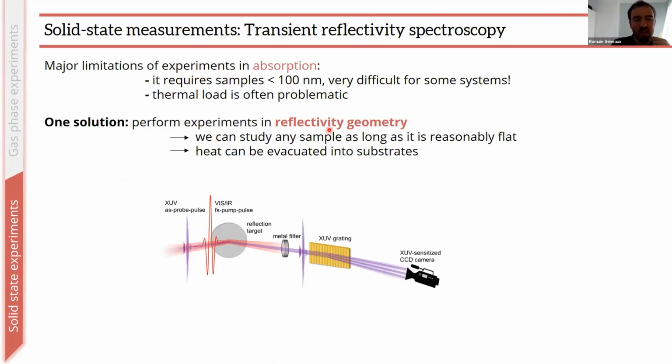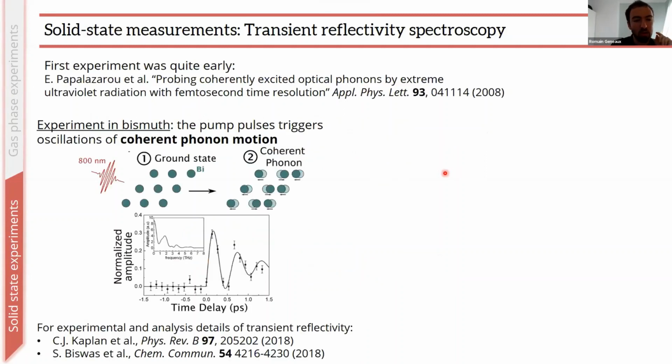And actually, when you look at the first reflectivity experiment that's been done, it was a long time ago. It was in 2008, and this experiment was done at LOA, close to Paris. And they looked at bismuth. And bismuth has a very well-known property that when you excite it with a laser pulse, you trigger some coherent phonon motion, which is to say some oscillation of the lattice. And they were able to show that the XUV reflectivity is sensitive to that motion.